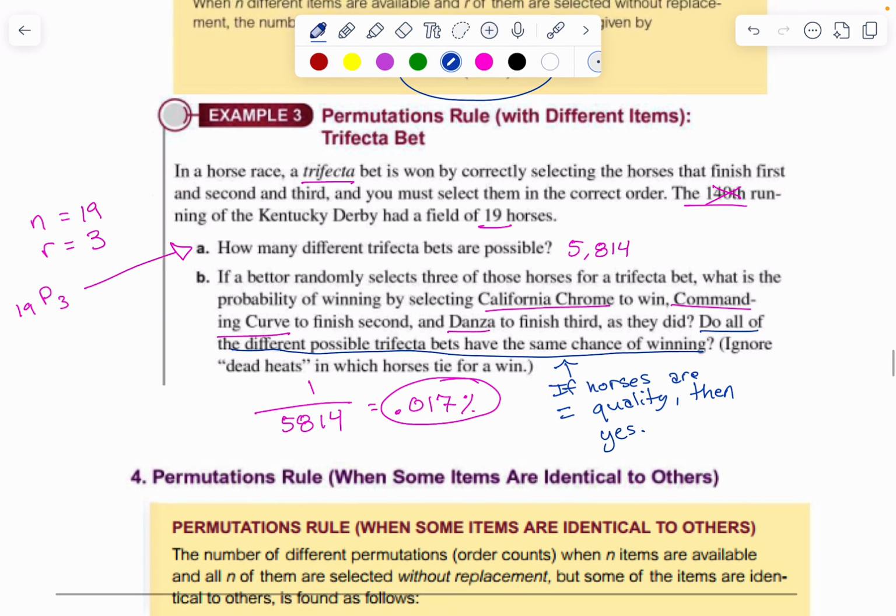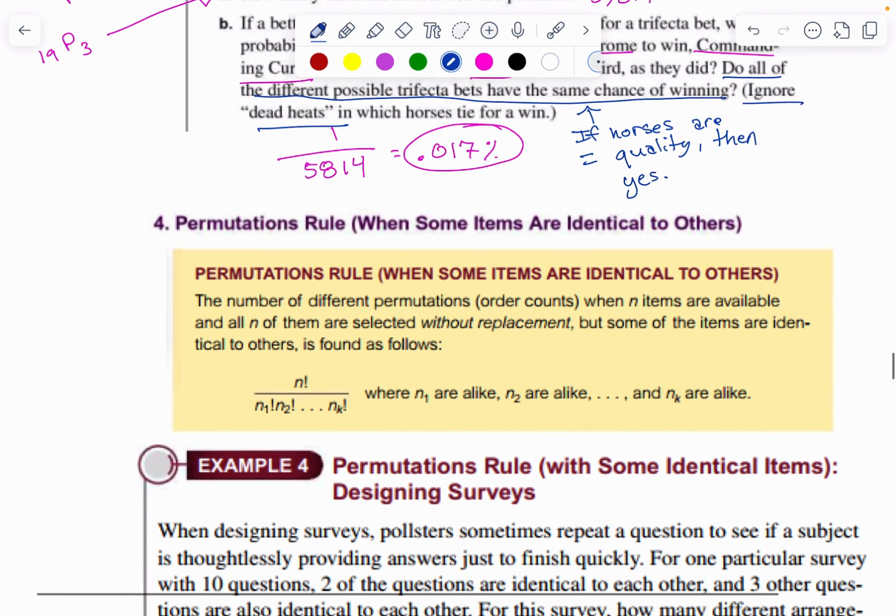Okay, all right. And then it does say ignore dead heat, switch the horse ties for a win. They put that in there because if there was the possibility of a tie, that would complicate things, right?